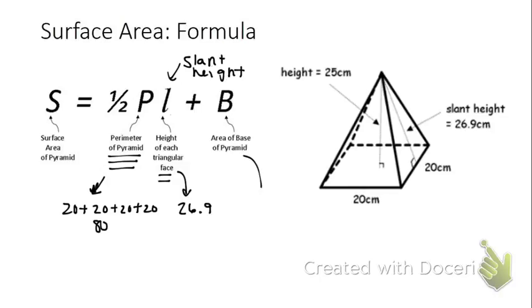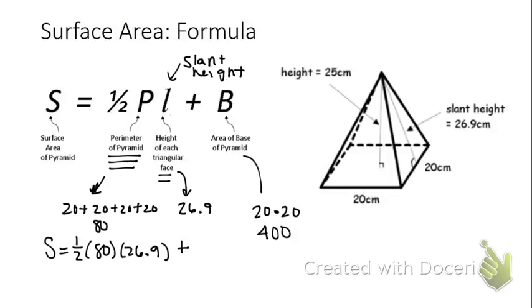And the area of our base is 20 times 20, which is 400. Do you guys see that? So we can just put that into our formula. So our surface area is 1/2 times 80 times 26.9 plus 400. Go ahead and put that directly into your calculator how you see it.